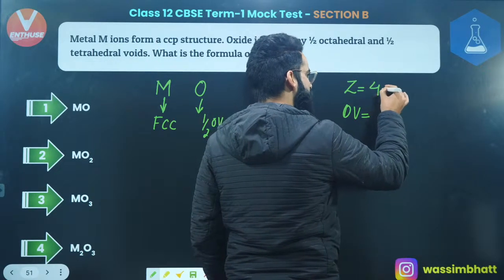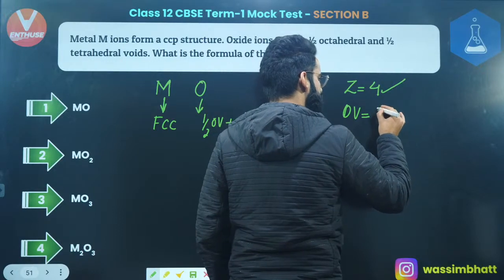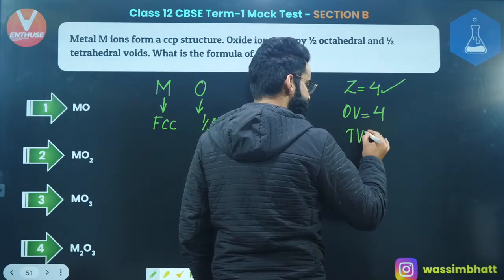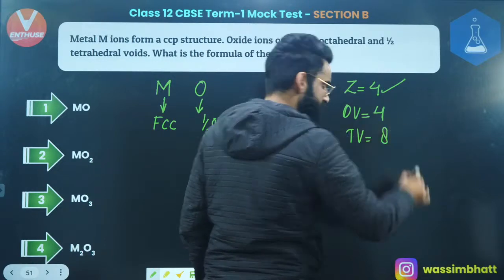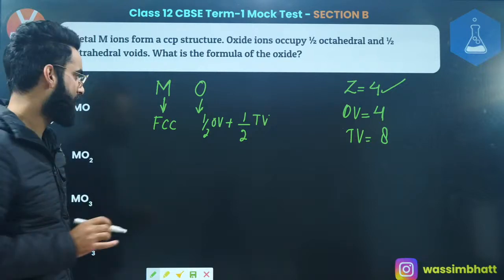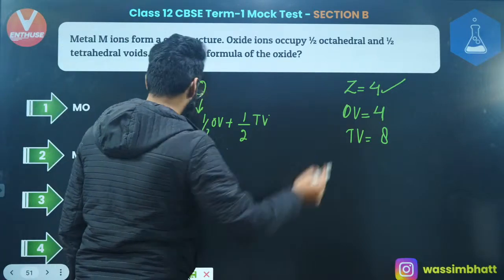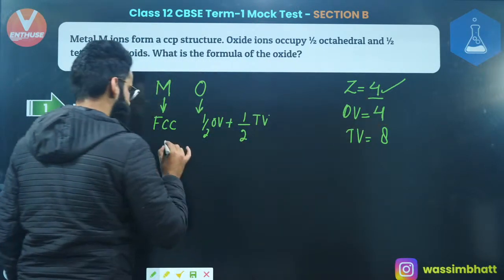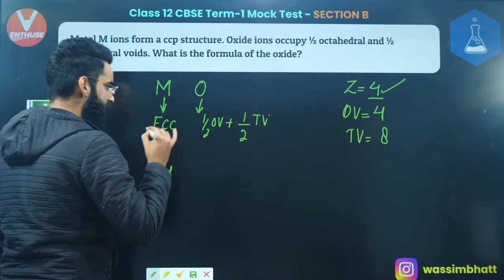Whatever will be the value of Z for a unit cell, the same number of octahedral voids will be there. So how many tetrahedral voids will be there? Twice of this. 4 twos are 8. Total there will be 4 octahedral voids and total there will be 8 tetrahedral voids, right? Metal M is forming FCC. For FCC, the value of Z is 4. So instead of M, I'm writing 4 directly.